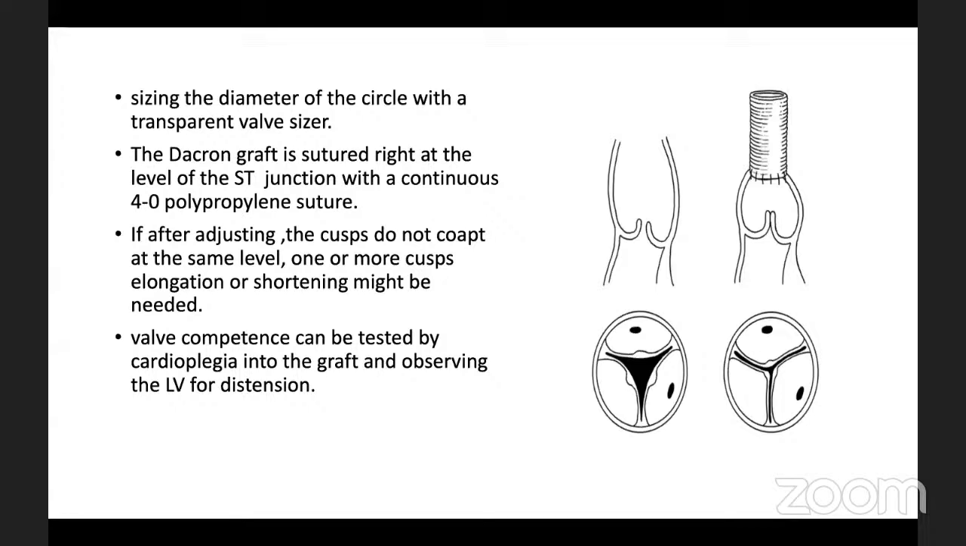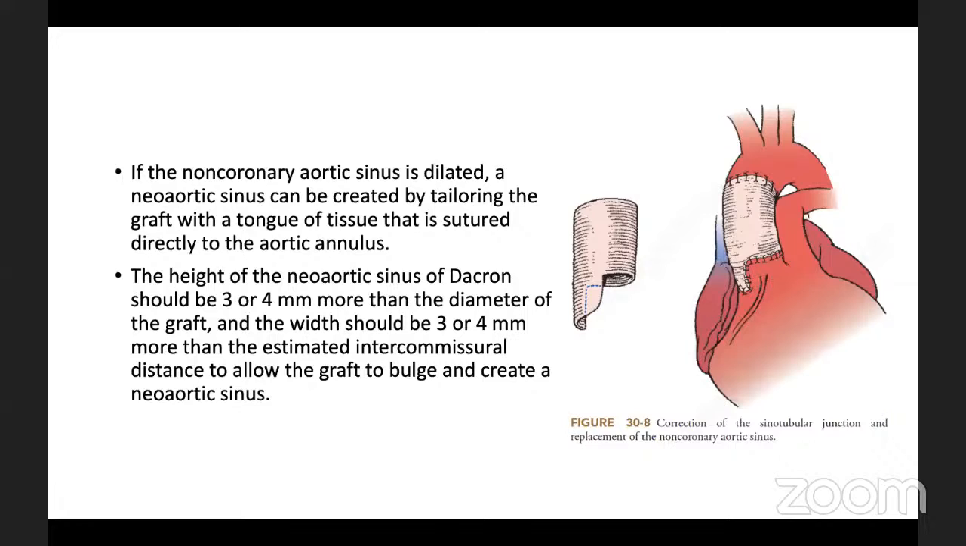If after adjusting, the cusps do not coapt at the same level, one or more cusp elongation or shortening might be needed. The valve competence can be tested by injecting cardioplegia into the graft and observing the LV dilatation. If the non-coronary aortic sinus is dilated, then a new aortic sinus can be created by tailoring the graft with a tongue of tissue, like shown here in the picture, that is sutured directly to the aortic annulus.